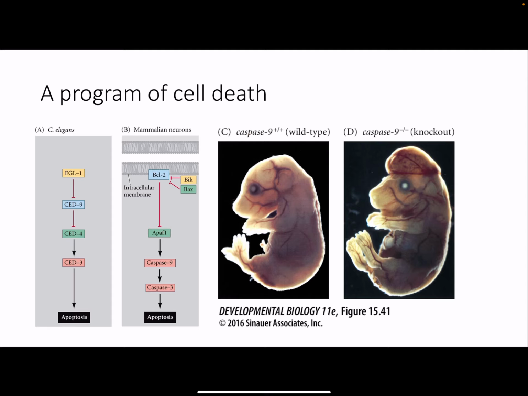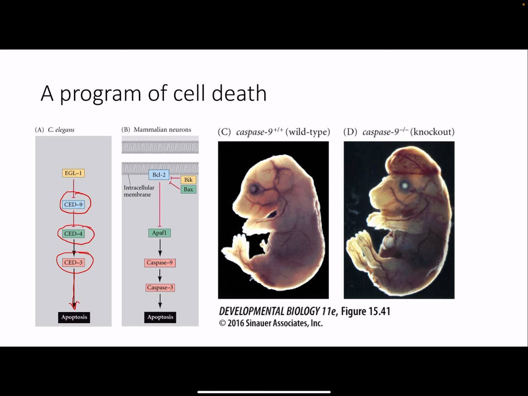Now, we know from work in C. elegans as well as in mammalian models such as mice that there is a group of proteins called CEDs that seem to be fairly important in this process. CED-9 is a blocker of CED-4 and CED-3, which then trigger apoptosis. So if we remove CED-9, ultimately that allows CED-4 and CED-3 to be activated, leading to apoptosis or pruning back of those tissues.